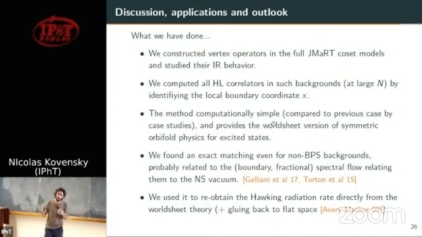The method, for example, is much simpler than what you do in the symmetric orbifold theory when you look at, for example, this twist 2 case, which quickly becomes a mess. And these papers by this Lima group and so on are very nice, but they are very long and they contain a lot of computations from one result to the other.